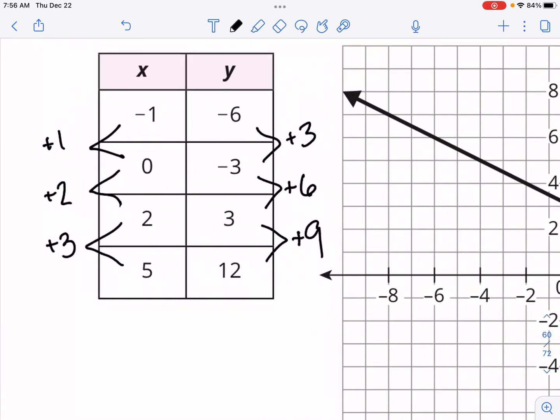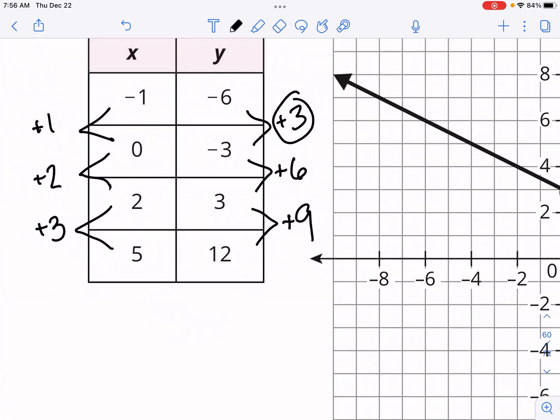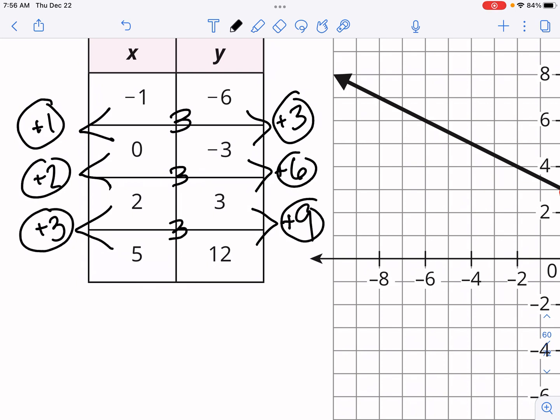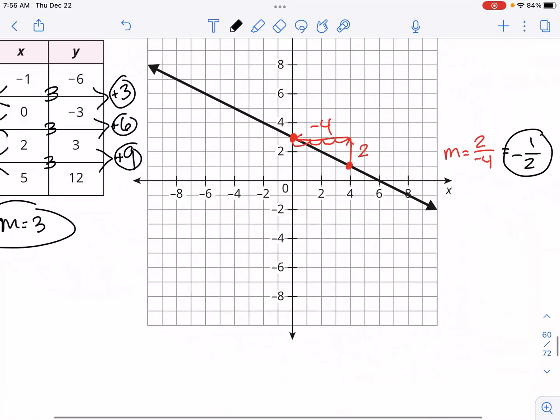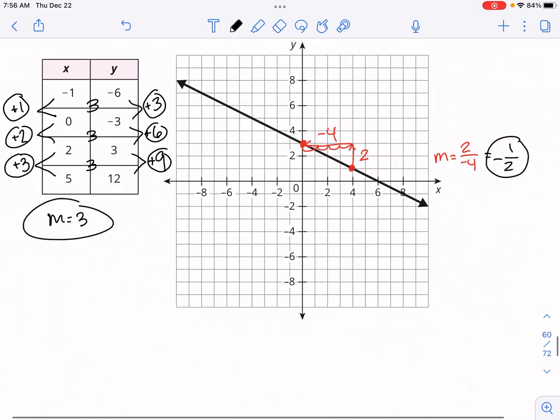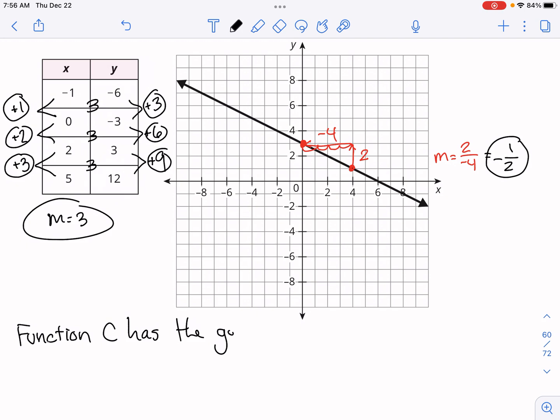Although we don't have a constant amount, they all equal the same thing. What's 3 divided by 1? That's 3. What's 6 divided by 2? It's 3. 9 divided by 3? It's 3. The rate of change for this, we'll put m equal to 3. Okay, so which one has the greater rate of change? We'll say function C has the greater rate of change, meaning that it has the bigger slope between the 2 functions.